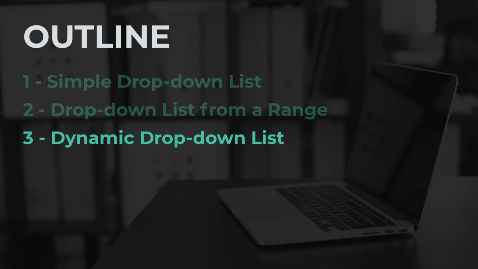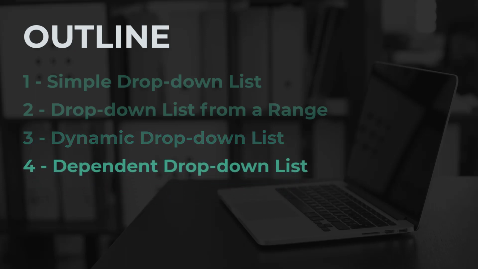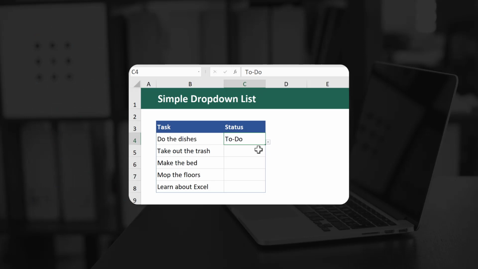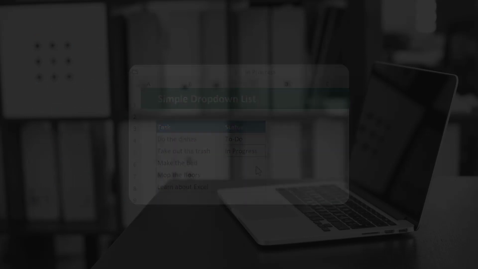And from there, I'll go over how to create a dependent drop-down list that changes its options depending on the selection from another list. And finally, I'll show you how you can create a drop-down list that filters out any options that you've already used. That way, you can ensure that each list item is only entered one time. Okie dokie, if you're ready to start learning about drop-down lists in Excel, then let's get to it.